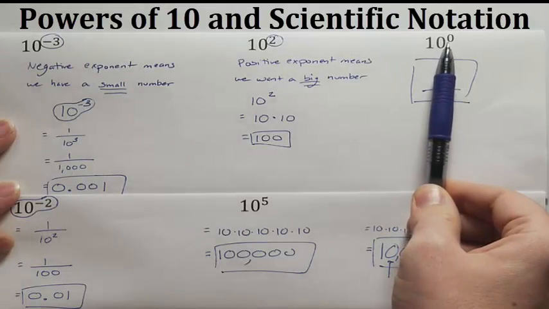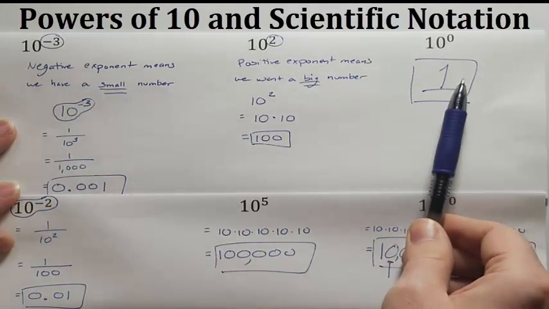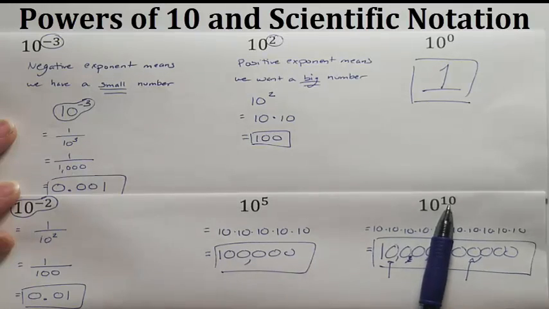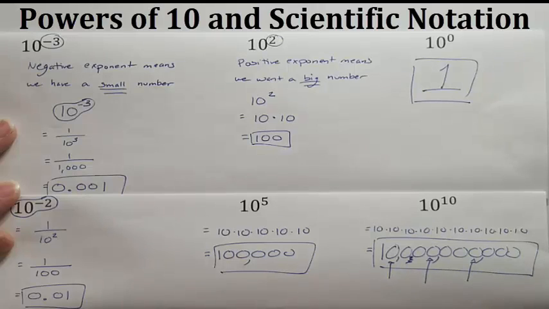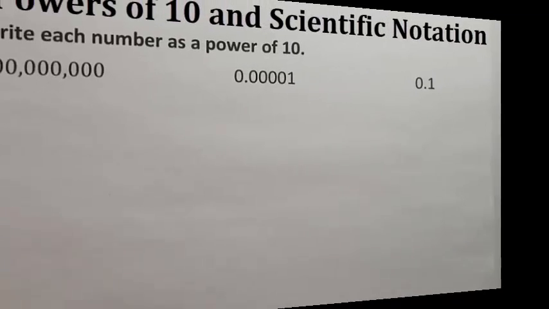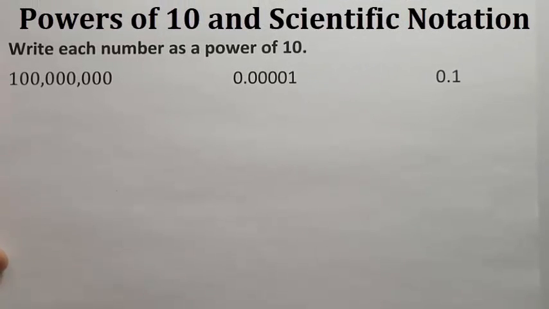This exponent is not positive nor is it negative, so we'll just state it as 1. This is a positive number, so we're bigger than 1. The exponent was 10, so there were 10 zeros. Pattern holds true. So let's go ahead and apply that pattern to some more problems that we have.